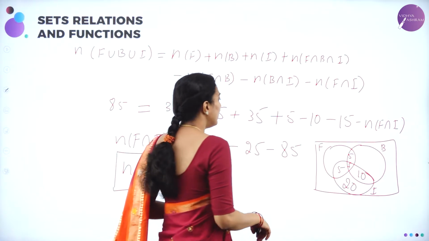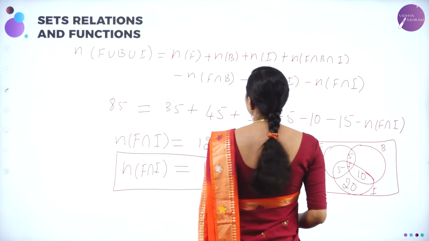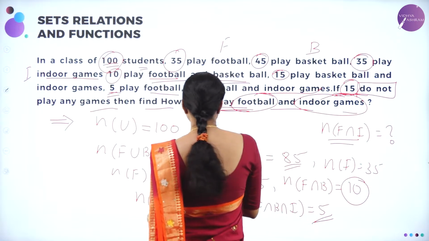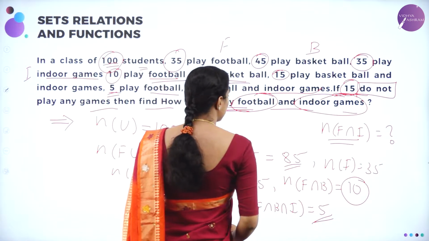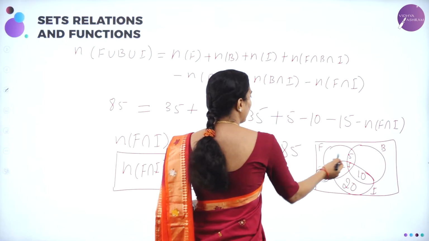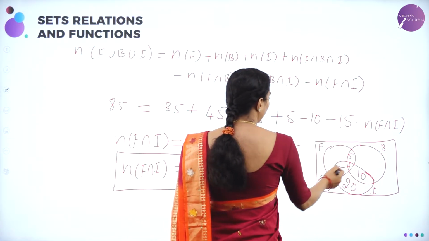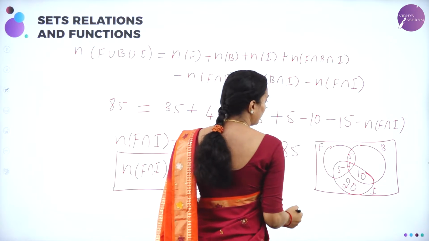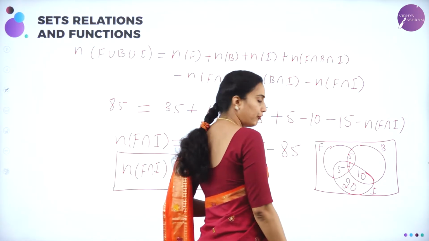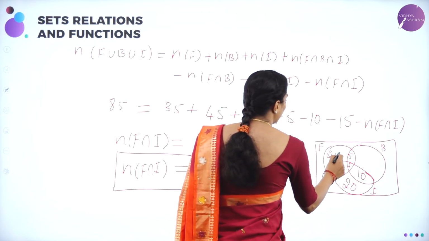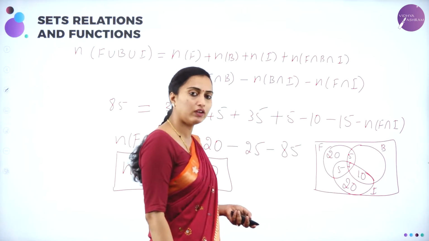Next, you have N of F. How many is N of F? N of F will be equal to 35. So already you have 5 here, again 5 here, and 5 here. So it will become 5 plus 5 plus 5, which is nothing but 15. So here you are going to have 20. 20 plus 15 gives you 35.